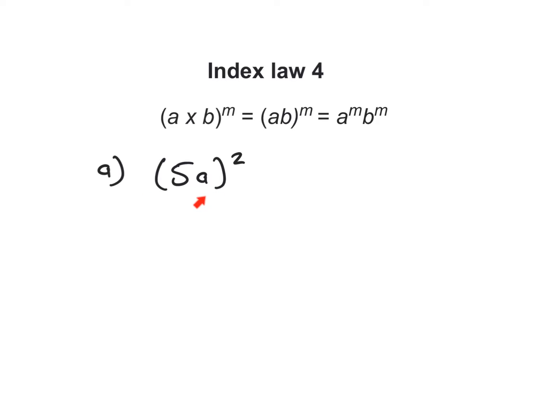So using example A, 5a to the power of 2, these are in brackets, so 5 needs to get raised to the power of 2 and a needs to get raised to the power of 2. So we would have something that would look like this: 5 to the power of 2 multiplied by a to the power of 2. And if we had to solve this, we would say 5 squared is 25a squared, and that would be our answer.